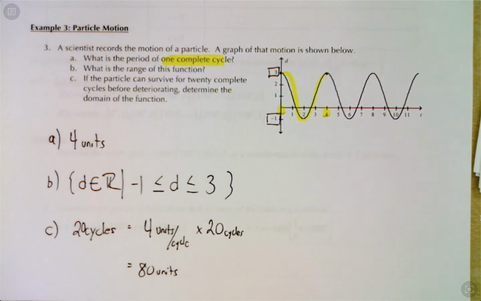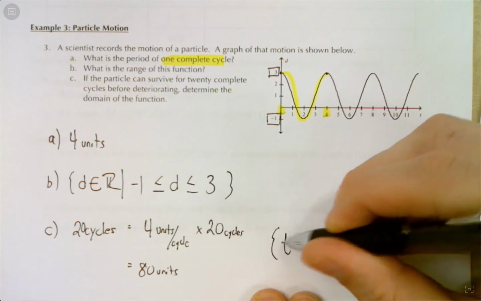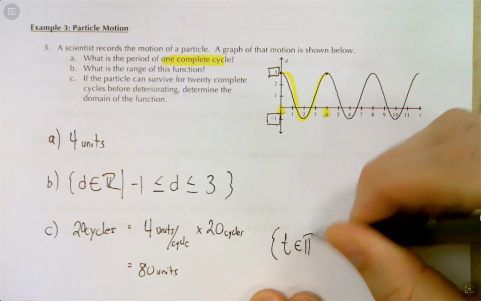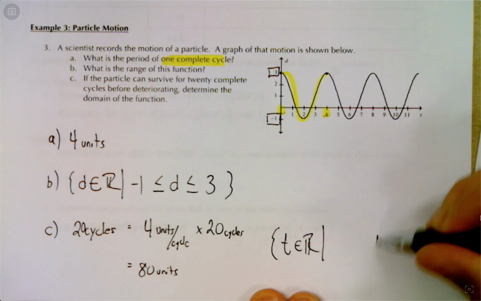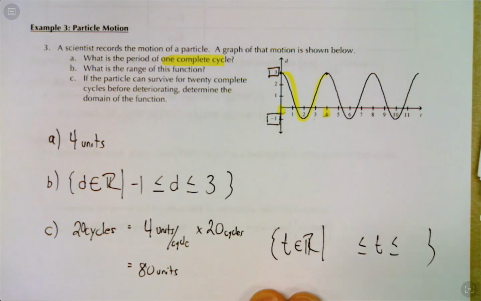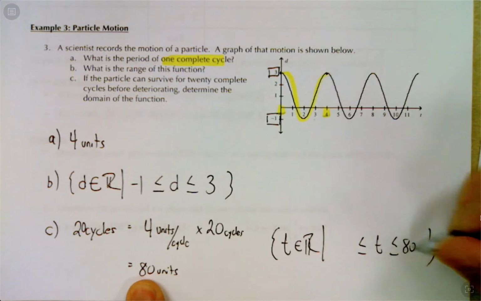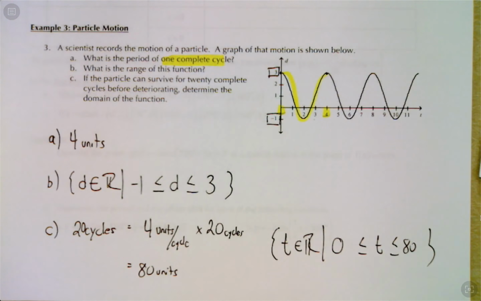So we need to write a domain between 0 and 80, and we're talking about t, so we're going to use the letter t. So t's belong to real, because time is any real, because we're curved, any real number, such that we have a minimum t and a maximum t. The maximum t we just figured out was 80, and the minimum t is 0, because our graph started at 0. So here's your 80-second window for that particle.